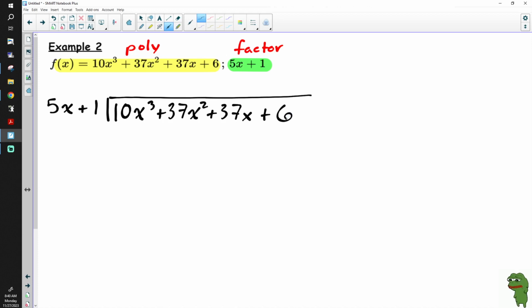Okay, long division setup. Remember, your factor goes out front. That's what we're dividing by. And the polynomial goes on the inside. That's what we're dividing up. Remember, the f of x is just telling us this is a function. We don't need to put it inside. Okay, so from here, we put our blob over the first term.